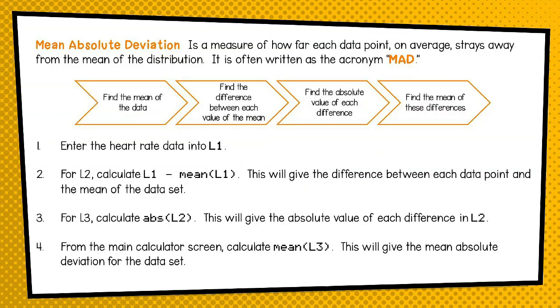Another measure of variability is called the mean absolute deviation. The notes on your page indicate the process for calculating this statistic manually or by using the TI calculator. To summarize, we're going to find the mean of the dataset. Then we're going to find the difference between every individual data point and the mean. Next, we ensure all of those differences are positive by using the absolute value. Last, we average all of those differences. This is our mean absolute deviation.